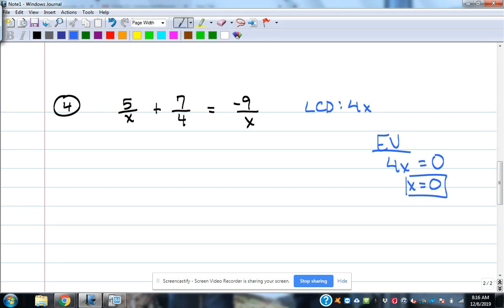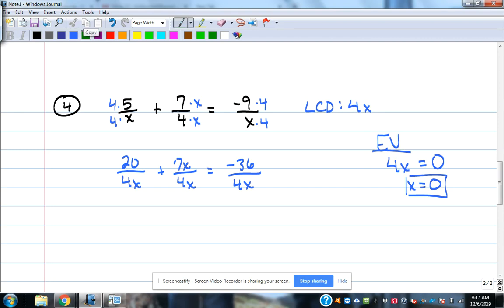Okay. Now we need to fix every fraction so that it has the common denominator. So what do I do to the first one to fix it? Times 4 on top and bottom. Second one. Third one. Okay, so it's going to get us 20 over 4x plus 7x over 4x equals negative 36 over 4x.